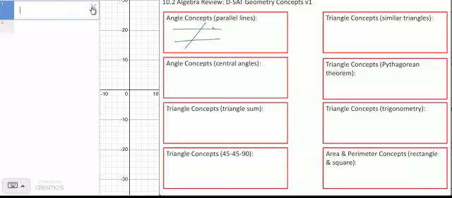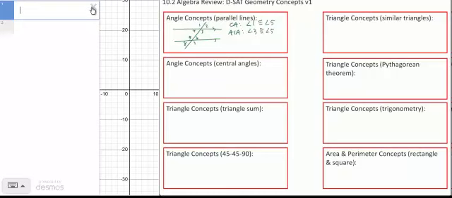The first is going to be angle concepts related to parallel lines. If you recall, you have these two parallel lines with angles 1, 2, 3, 4, 5, 6, 7, 8, and all of these angle relationships. Remember, corresponding angles are equal, so angle 1 and angle 5 would be corresponding angles. Alternate interior angles are equal. That would be an example like angles 3 and 5.